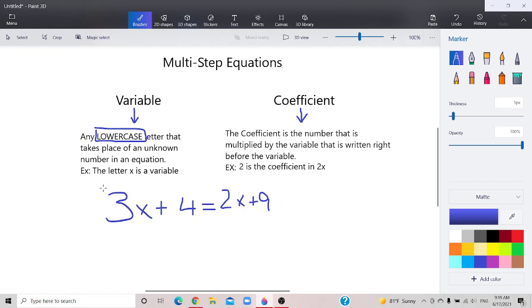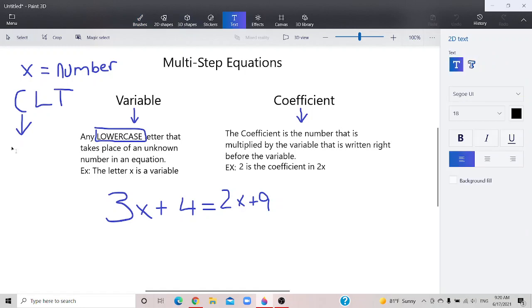Let's try solving this equation right here. 3x plus 4 equals 2x minus 9. To get a value for x, we have to have x on its own, and then a number right here. For that, the first step we have to do is something called combining like terms, CLT for short. It stands for combining like terms.